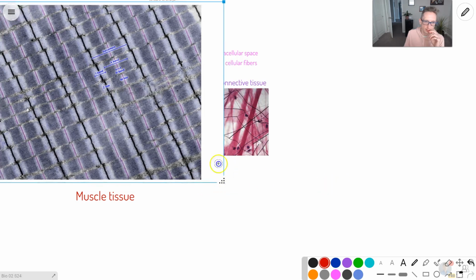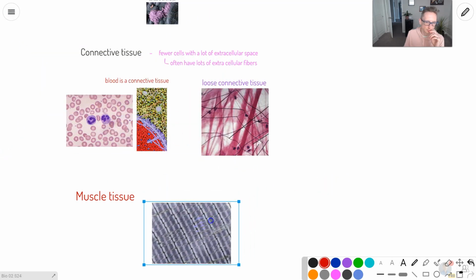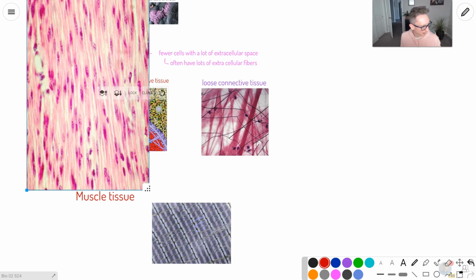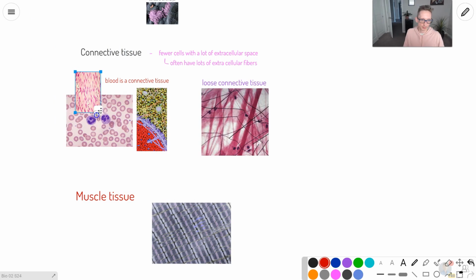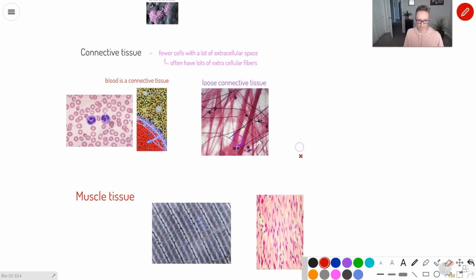All right, so we got a real zoom in here. And then we got another picture coming in. That was not the greatest, but I'll go with it. Boom, boom, boom. Come on, baby.